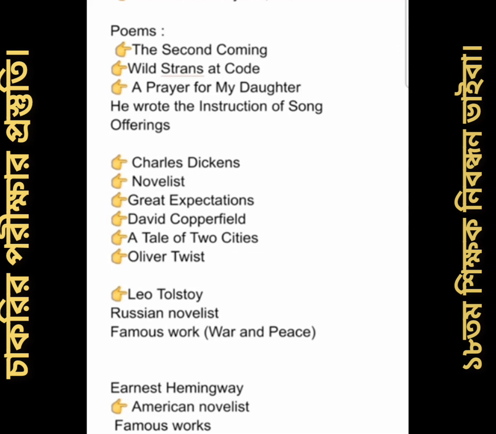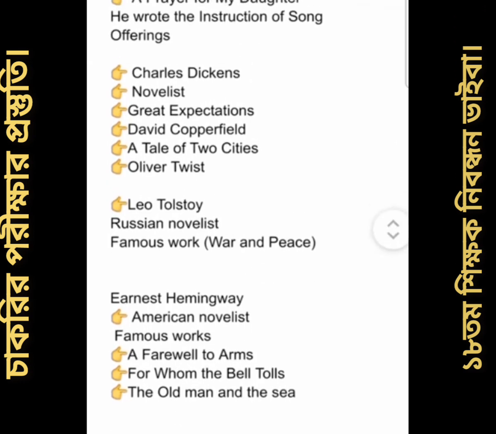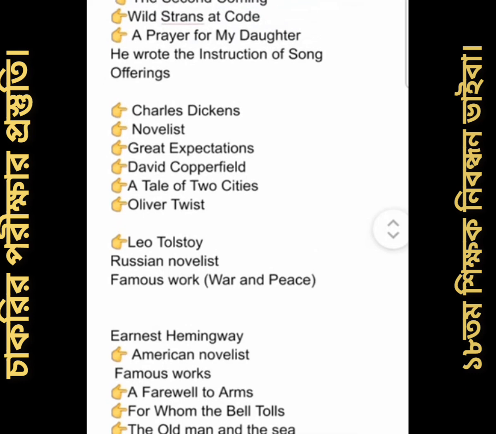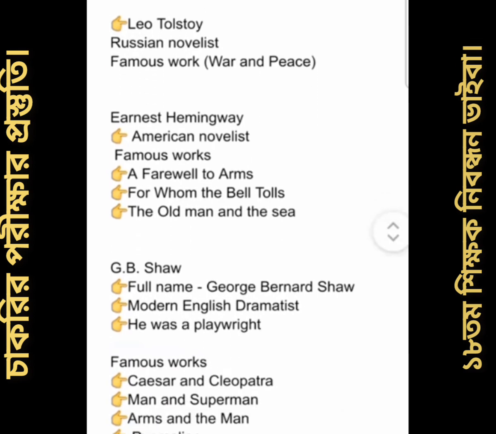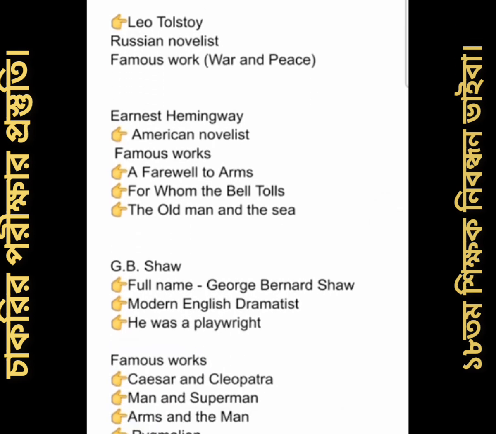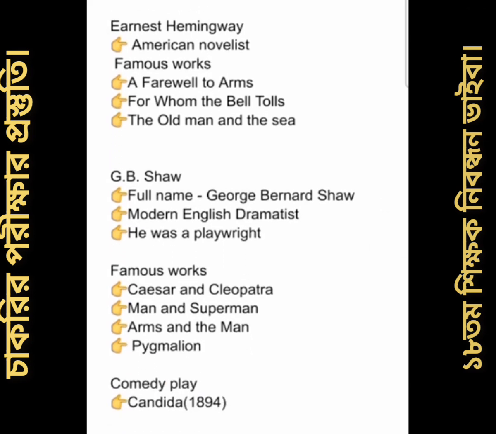Charles Dickens is a novelist. His famous writings are Great Expectations, David Copperfield, A Tale of Two Cities, Oliver Twist. Leo Tolstoy, Russian novelist, famous work War and Peace. Ernest Hemingway, American novelist, famous works A Farewell to Arms, For Whom the Bell Tolls, The Old Man and the Sea.